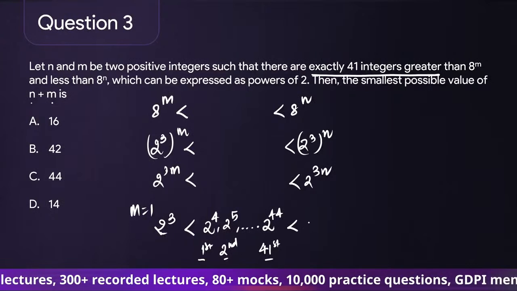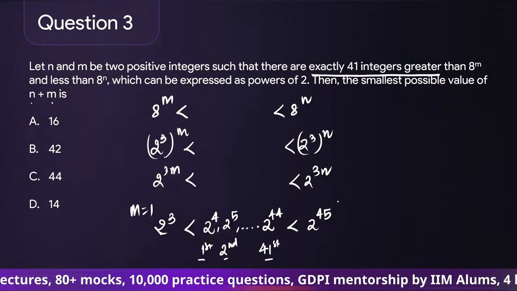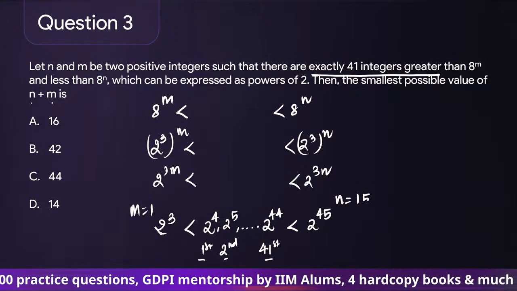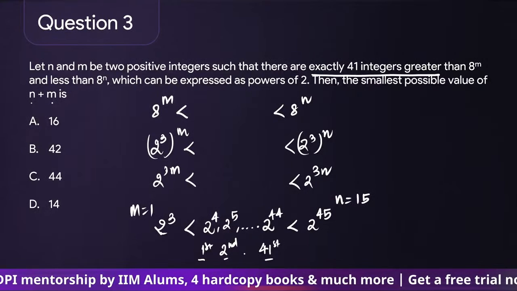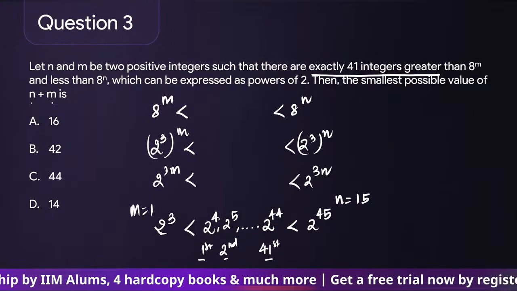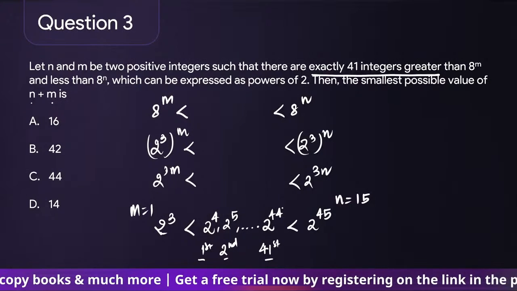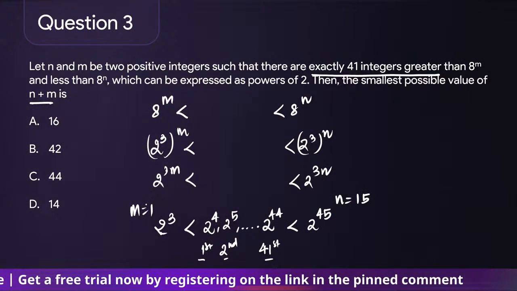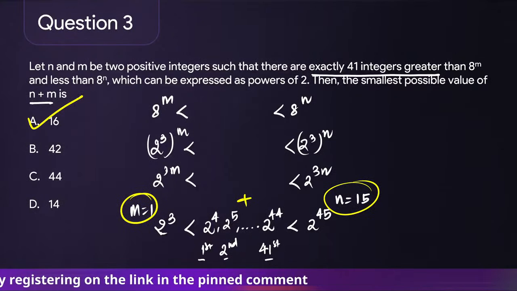Now 2 to the power 44 will be less than 2 to the power 45. Now 3n can be expressed as 45. So n turns out to be 15. So first term is 2 to the power 4, second is this, and so on. So the minimum possible value of n plus m is going to be when m is 1 and n is 15. So their sum is going to be minimum 16.